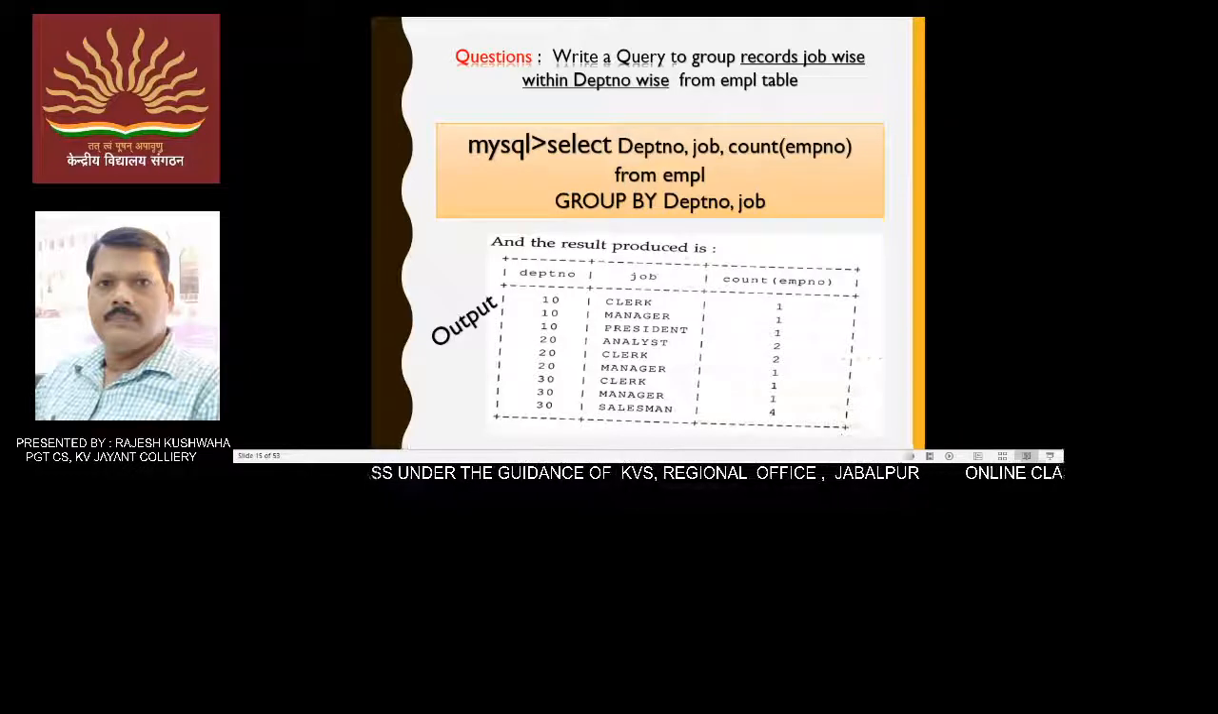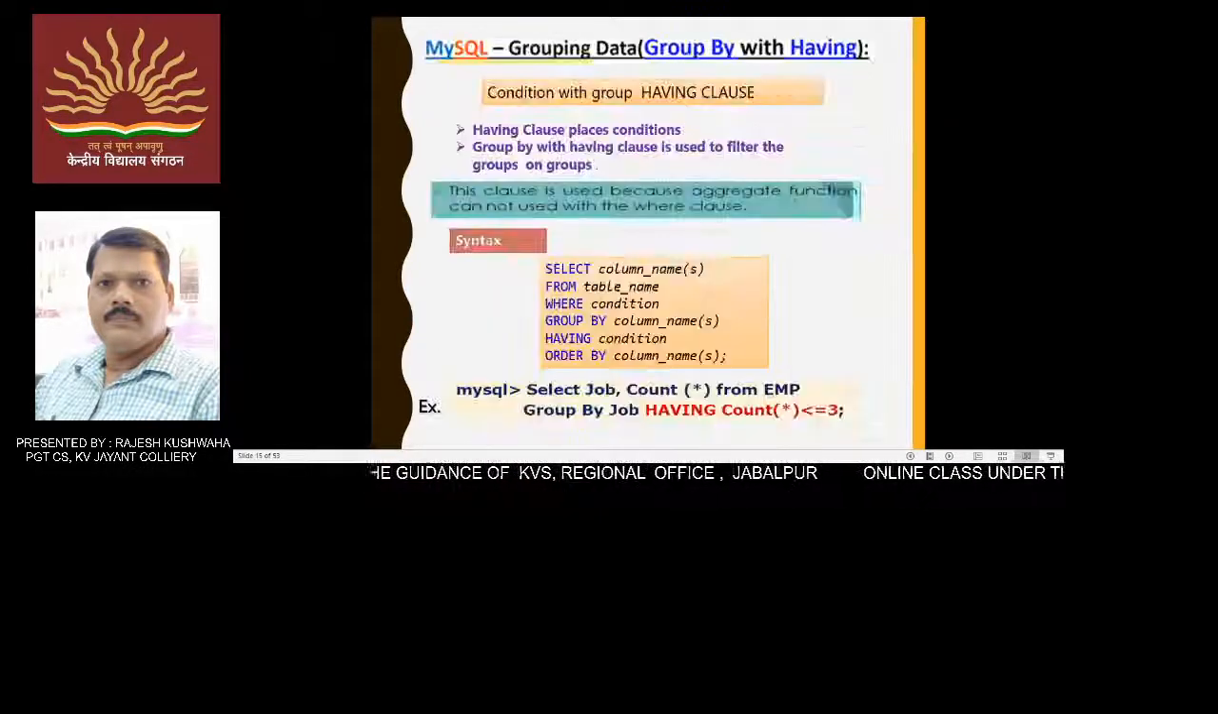Next is a very important topic, again we have to understand it very carefully. Next is the having clause. This clause is very important, because whenever we want to apply any condition on a table we use the where clause, but whenever we want to apply any condition on a group we have to use the having clause.